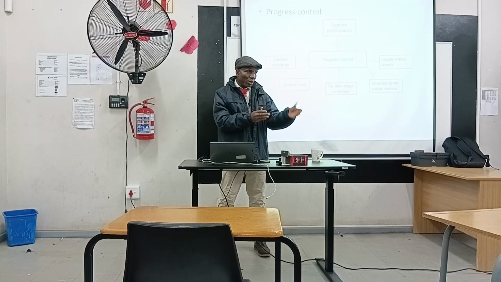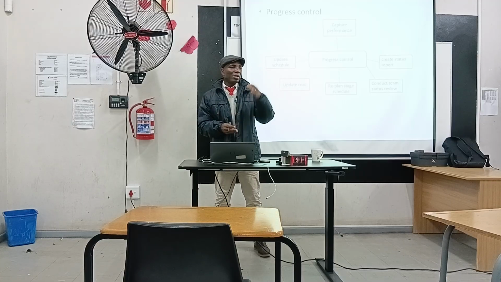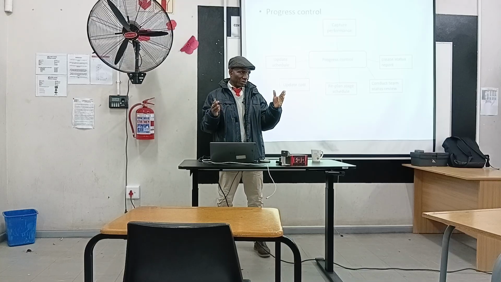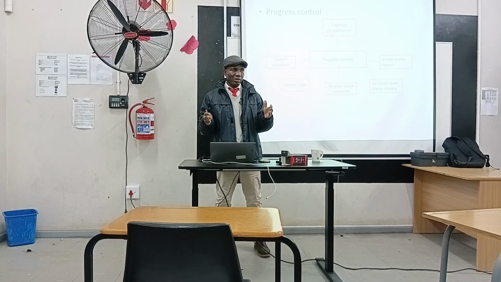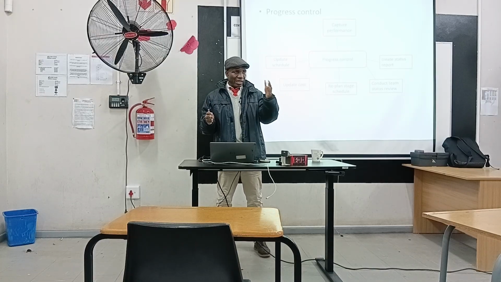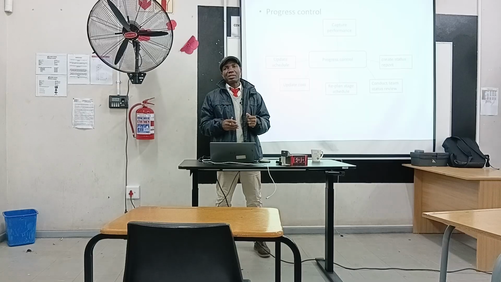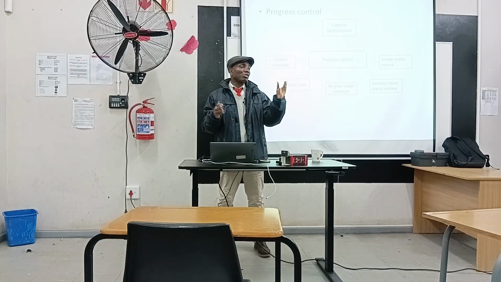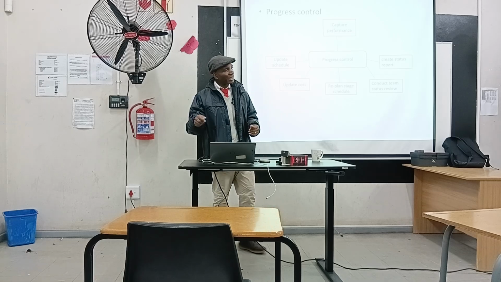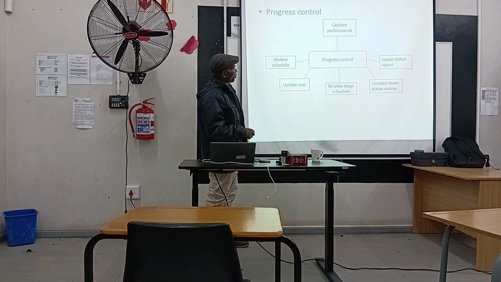For example, you say week one, week two, week three, week four. If a project, for example, is scheduled to take 1 month, which is 4 weeks. So by the end of 10 weeks, you're supposed to complete what? How many percentage? 75%. So if by the end of the third week you are still struggling to complete 50%, it tells you that there is a problem with the project. So you need to be able to create the status report, conduct team status review, right? Replan stage schedule, update cost, update schedule.